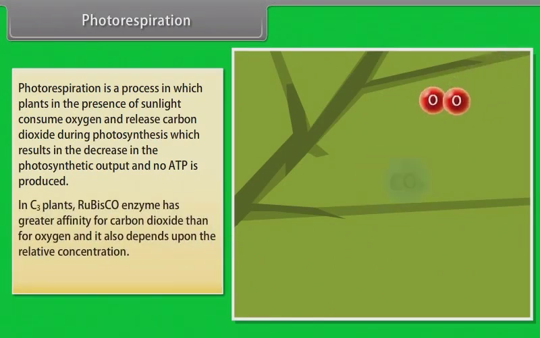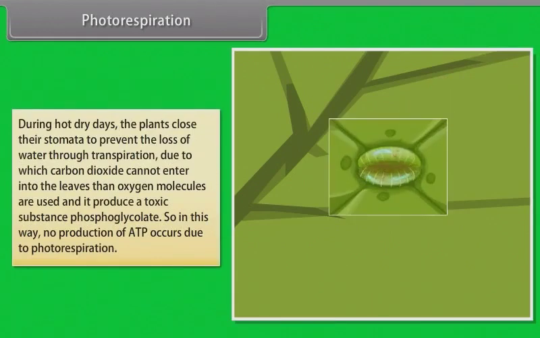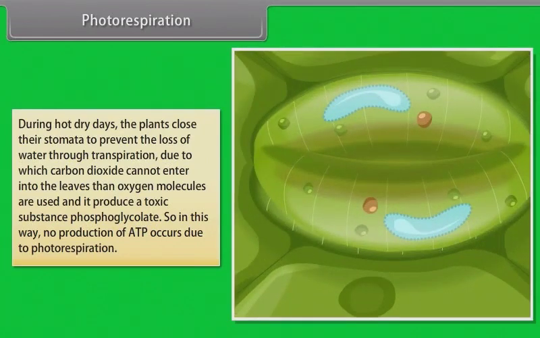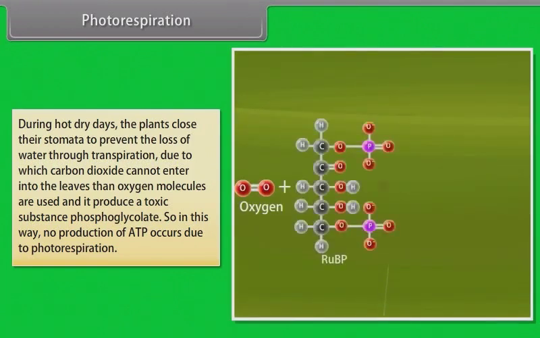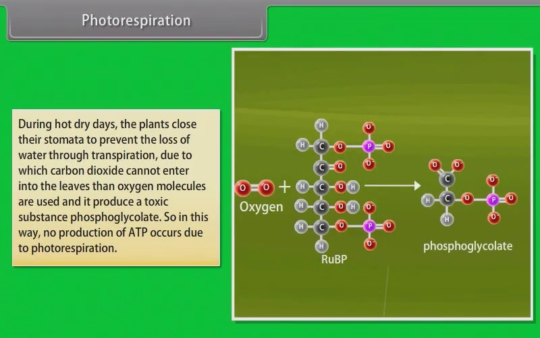In C3 plants, the Rubisco enzyme has greater affinity for carbon dioxide than for oxygen, and it also depends upon the relative concentration. During hot, dry days, the plants close their stomata to prevent the loss of water through transpiration, due to which carbon dioxide cannot enter the leaves, so oxygen molecules are used and it produces a toxic substance, phosphoglycolate. So, in this way, no production of ATP occurs due to photorespiration.